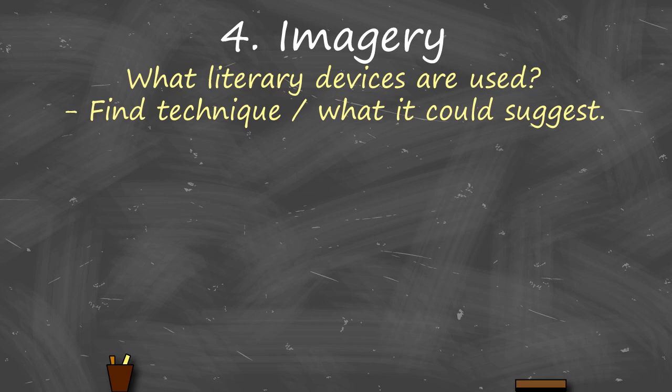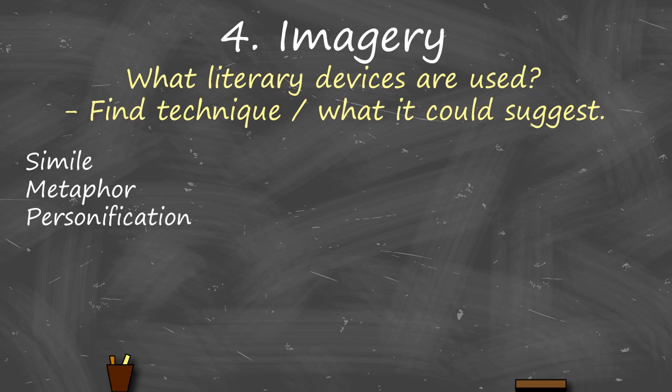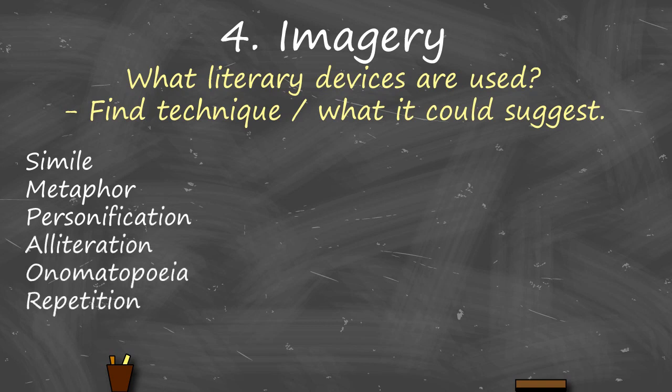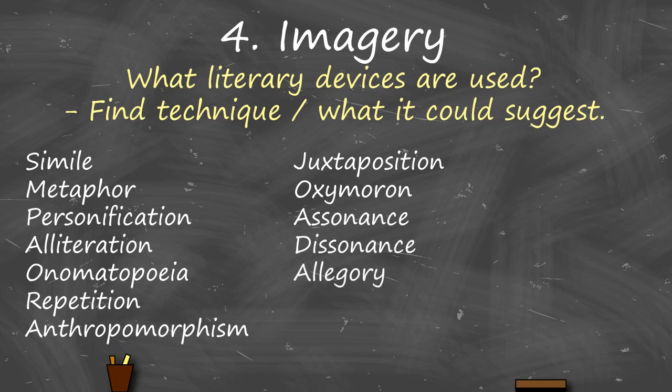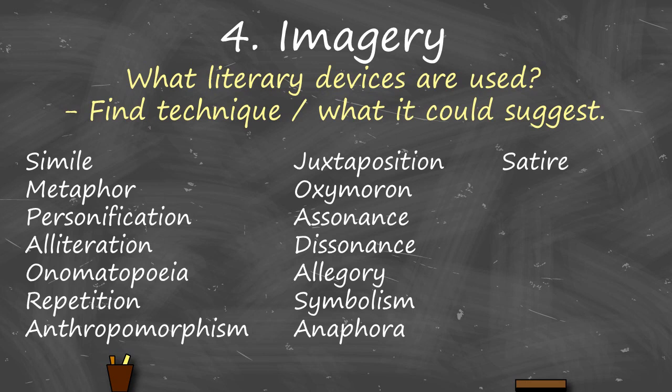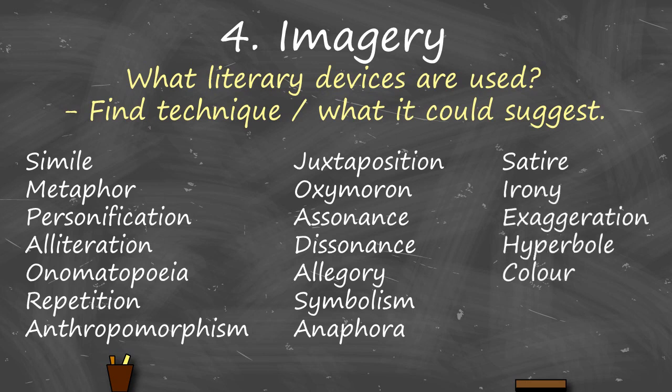Here are a selection you might be able to find: similes, metaphors, personification, alliteration, onomatopoeia, repetition, anthropomorphism, juxtaposition, oxymora, assonance, dissonance, allegory, symbolism, anaphora, satire, irony, exaggeration, hyperbole, colour, enjambment, or caesura.